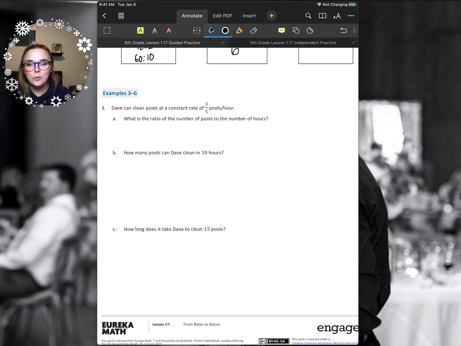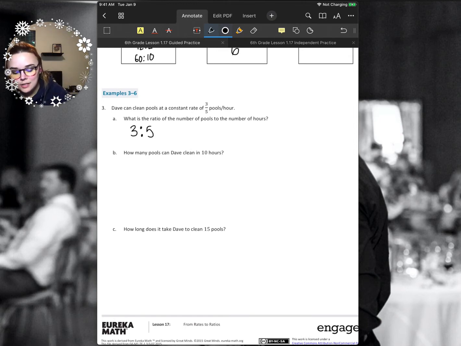So the number of pools to the number of hours, our ratio is going to be 3 to 5. So that fraction just gets turned back into a ratio, right? 3 pools in 5 hours. So that means that in 10 hours, we want to know how many pools Dave could clean. So we could do this with a tape diagram, or we can do it by multiplying.